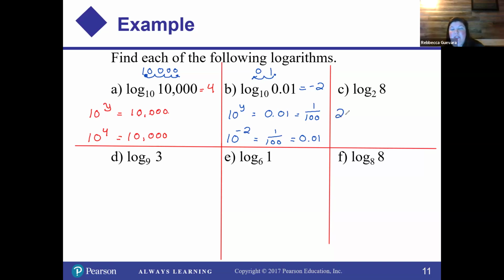So once again, we need a power of 2 that's going to give me 8. I think we've seen this one quite a few times. We know that 2 to the power 3 is going to be 8. So log base 2 of 8 is just going to be 3. Here we got 9. This one, the power is supposed to give me 3.